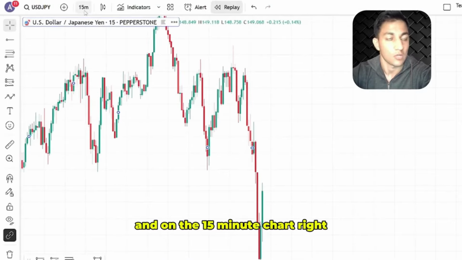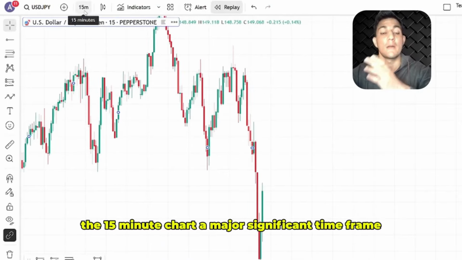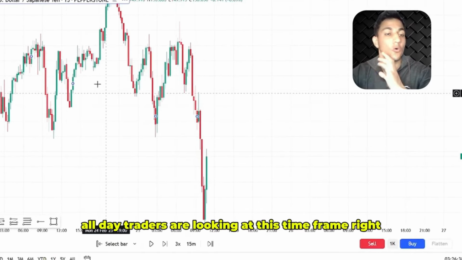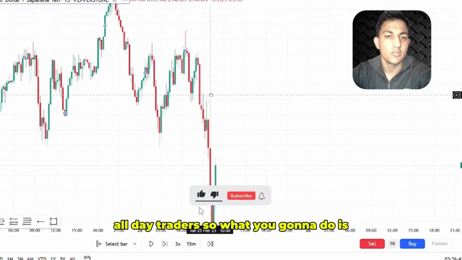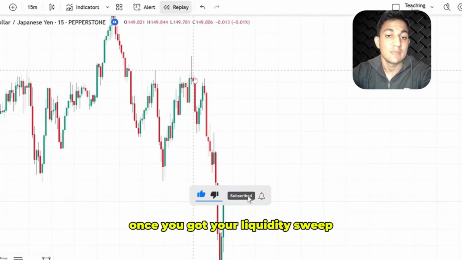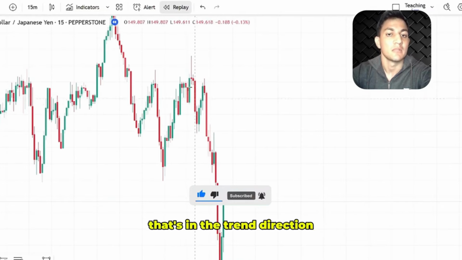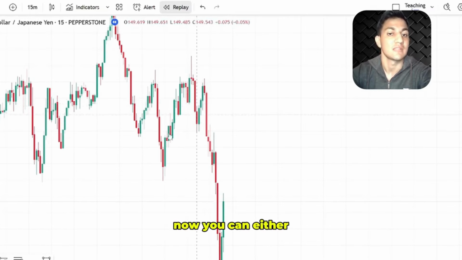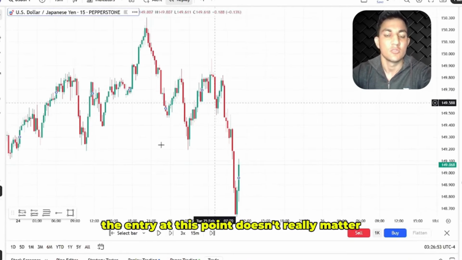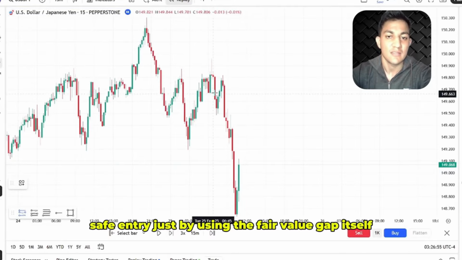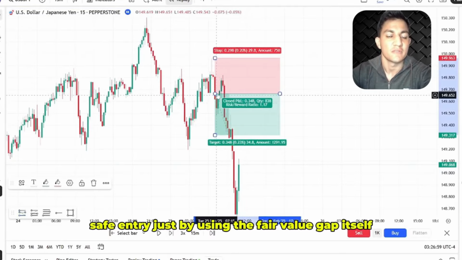On the 15-minute chart, right? Not the 1-minute chart, the 15-minute chart, a major significant time frame. All day traders are looking at this time frame, right? So what you're going to do, once you've got your liquidity sweep and you've got a bearish fair value gap that's in the trend direction, is look for your entries. Now I'll show you a few entries right now. The entry at this point doesn't really matter. You can take a really easy, safe entry just by using the fair value gap itself.